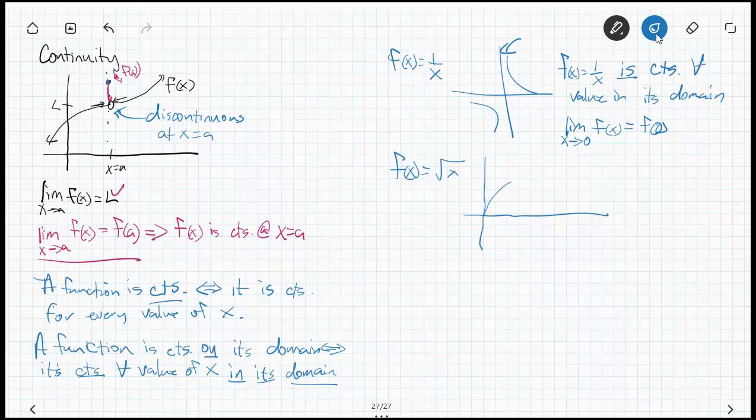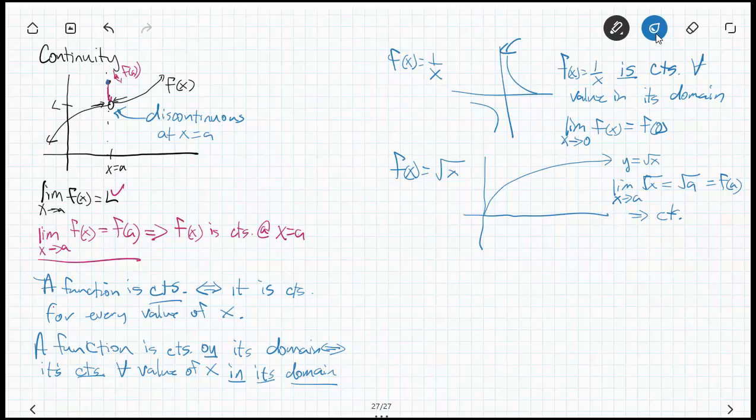Now, what about a function like f of x equals the square root of x? Here comes root x. Looks like this guy, right? This is y equals root x. Remember, y just equals f of x. Well, clearly, for every value not equal to 0, I know that the limit as x approaches a of the square root of x equals the square root of a. So we're good, right? I mean, this equals f of a. Nothing to it. Therefore, we're continuous.